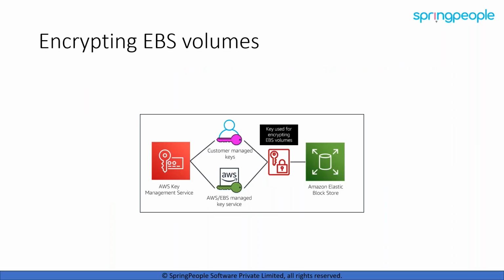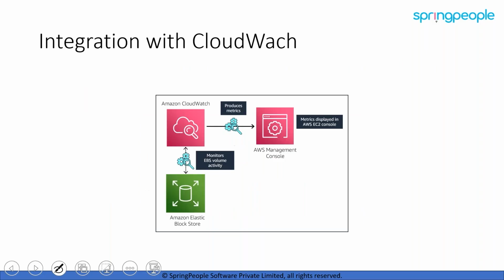Okay, and we have already talked about encryption. I have talked about that we can encrypt the elastic block storage volume either using our own key or maybe using the AWS EBS managed key. Okay, so you can use your own key or you can use the key provided by AWS as well.